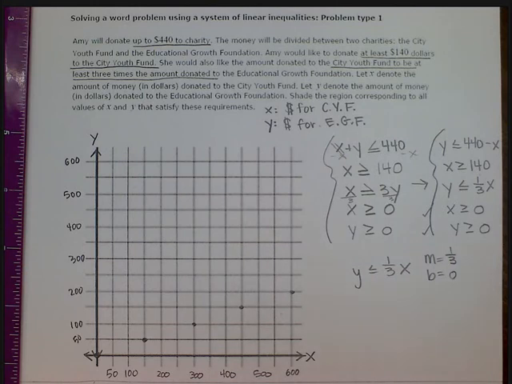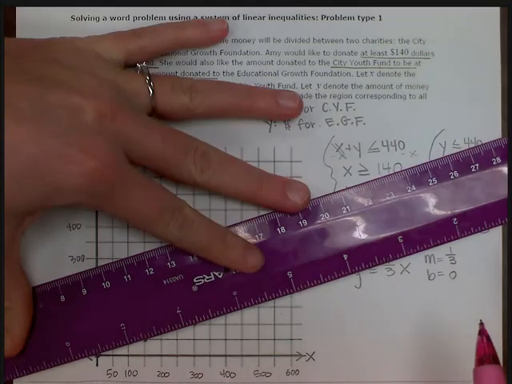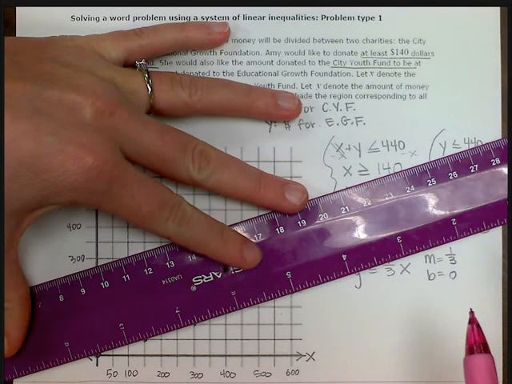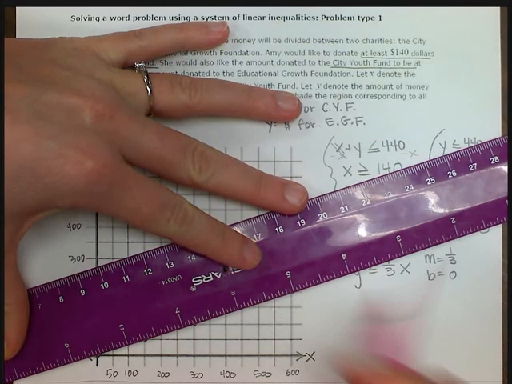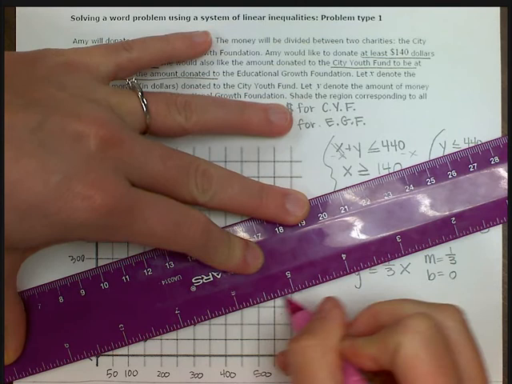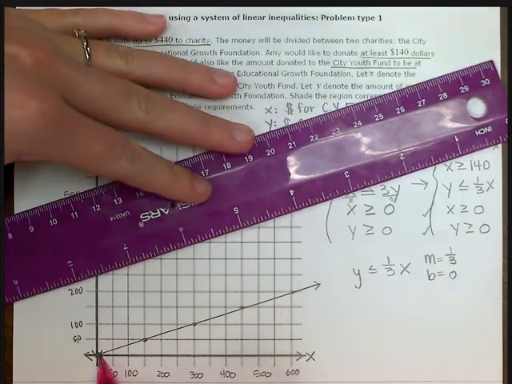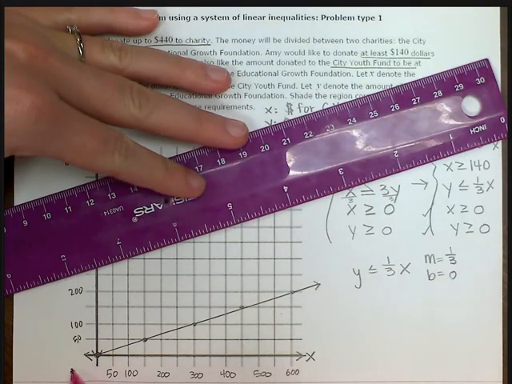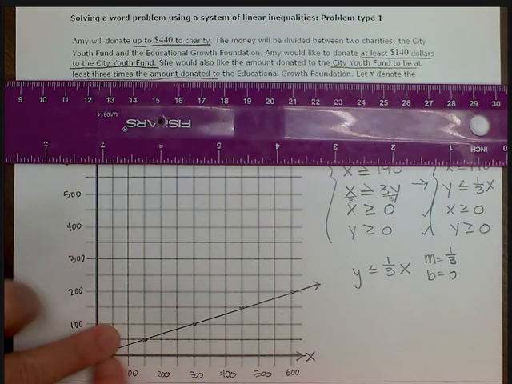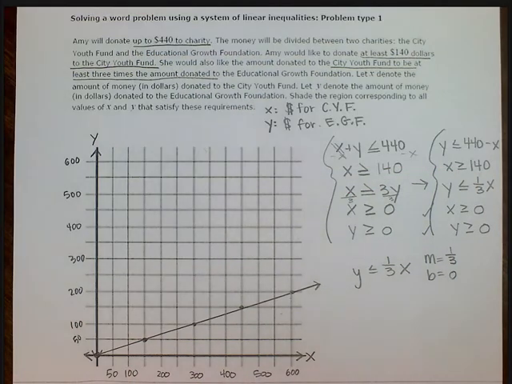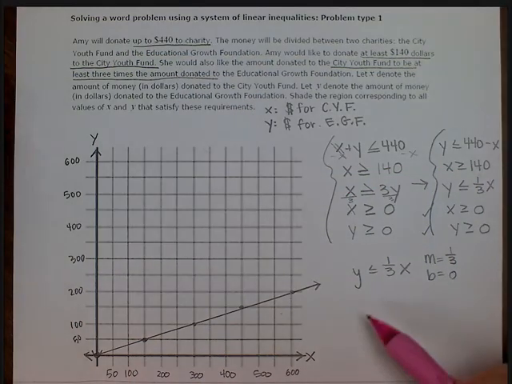Now I come back over here. This could be equal to, so I know my line is going to be solid. So I am going to graph a solid line going through here. Now I don't really need to extend it beyond my origin because I already know that's out of the option because of my other constraints. So there it is. Now I need to shade.